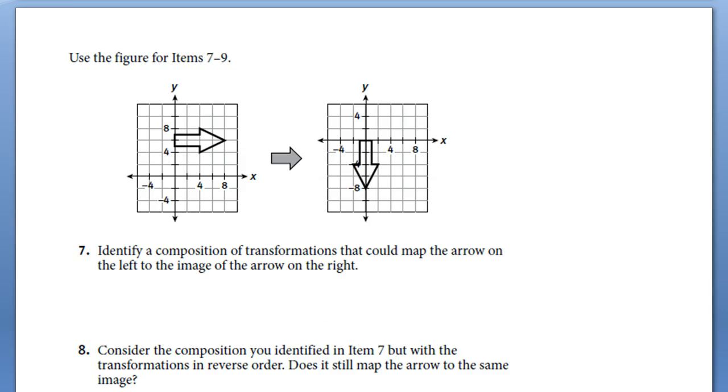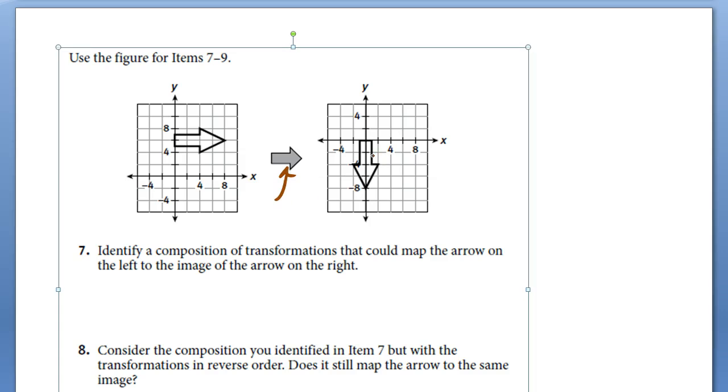Next, use this figure for items 7 through 9. I see an arrow, and then there is a transformation, and then it looks like this. Number 7, identify a composition of transformations that could map the arrow on the left to the image on the right. How can we make this look like this with a composition? What could we do first? What could we do next?